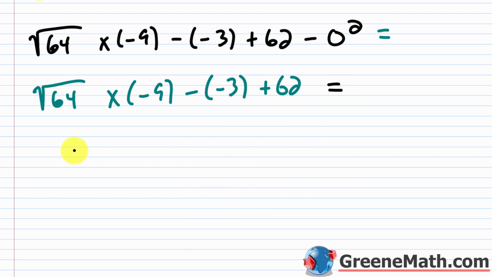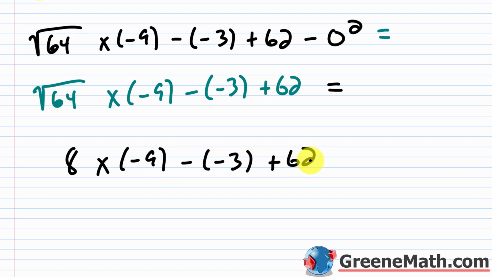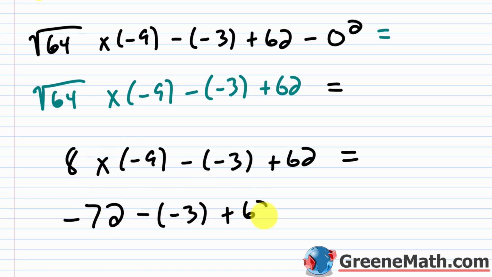Let me put equals. Let me put 8 times negative 9, and then minus a negative 3, and then plus 62. So I don't have any exponents anymore. I just have multiplication, subtraction, and addition. So I want to multiply before I do any subtraction or addition. So this is positive times negative, which is negative, and then 8 times 9 is 72. So this is negative 72. Now you have minus a negative 3, and then plus 62.